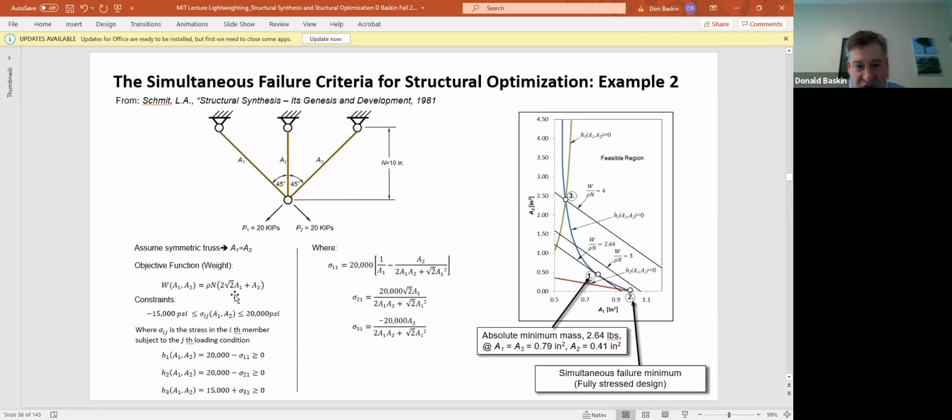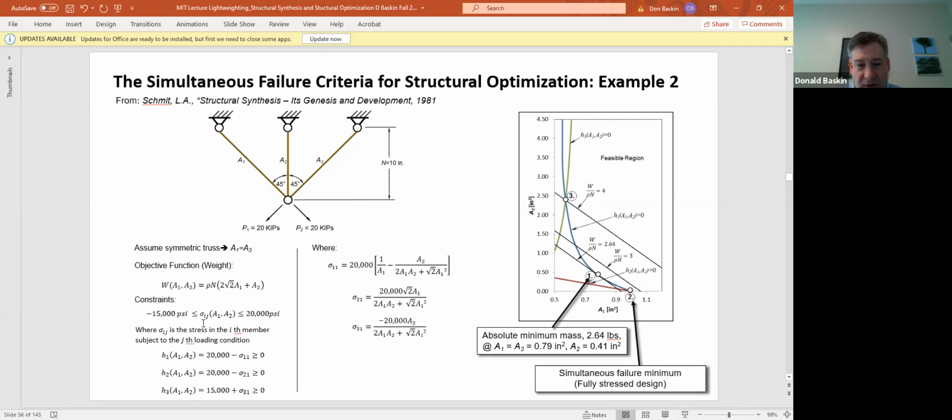The stress sigma i,j is defined as the stress in the ith member at the jth loading condition. In this case, the jth loading condition is P1, and i is 1, 2, 3. So the stress in each of those members, given that loading condition, is given by these 3 equations. The constraints are defined by these 3 equations right over here.